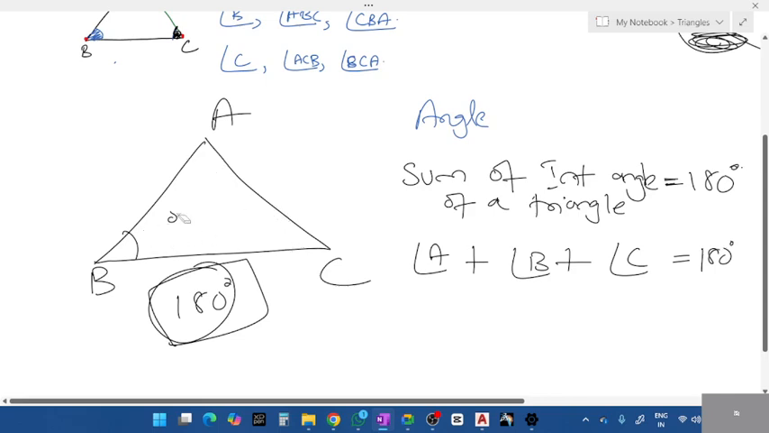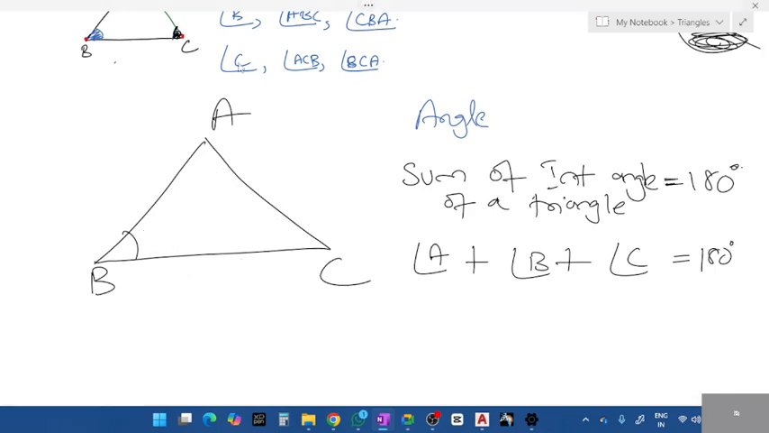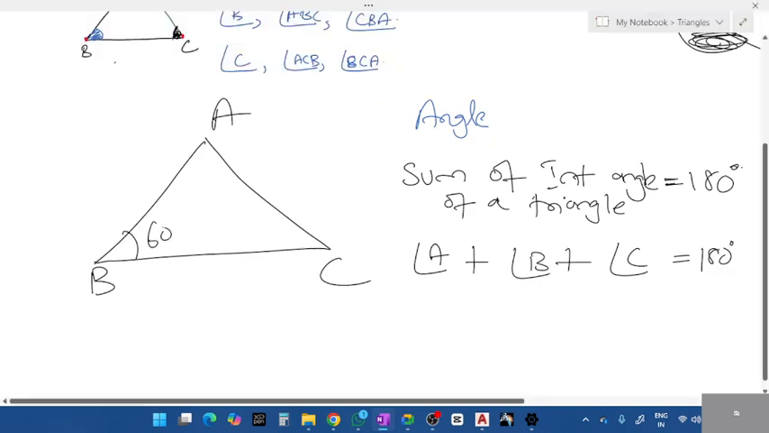If any one angle is missing, students, fine. Let me give you all a question. This is 60 degrees, this is 75 degrees. How do you find angle C? All three angles are present inside the triangle, and any one angle is missing, so we use this formula. We call it the interior angle concept: the sum of interior angles of a triangle is 180.